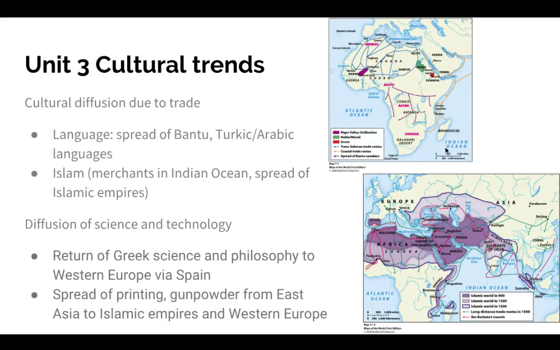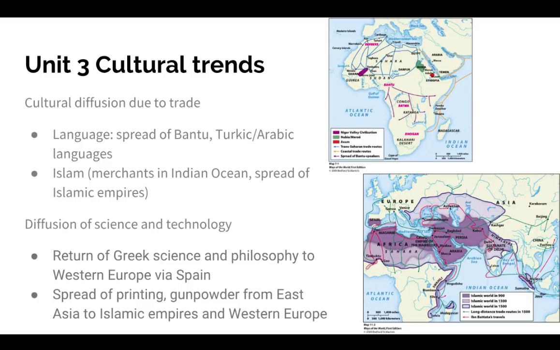For culture, a big theme with trade is that it facilitates the diffusion of culture. So remember from the Bantu migration and the movement of Turkic and Arabic peoples, we have the spread of language. And then the religion of Islam is going to spread along the Indian Ocean and to West Africa along the Trans-Saharan trade, particularly due to trade.